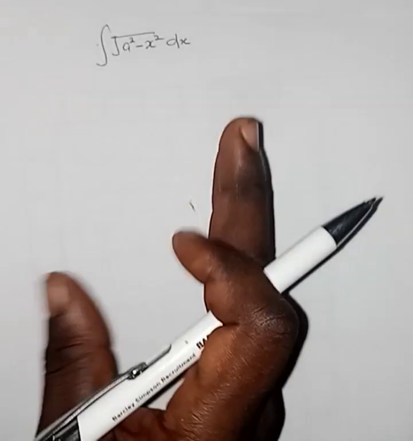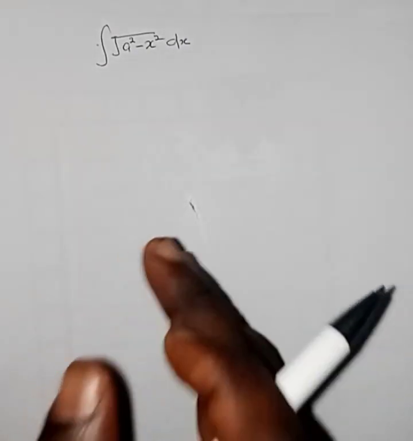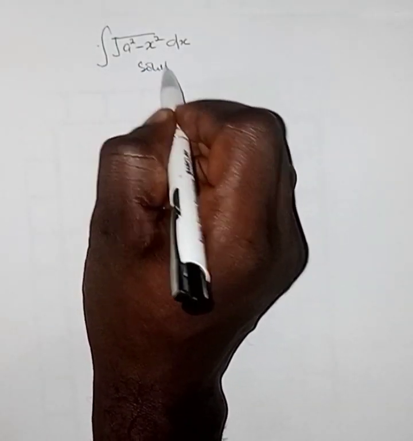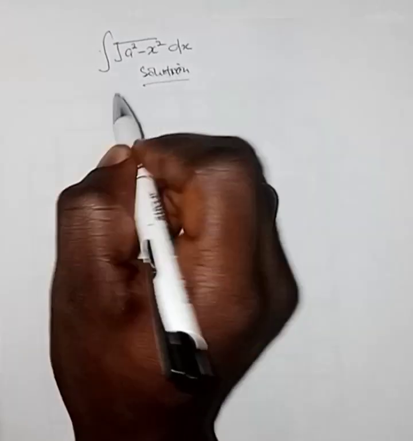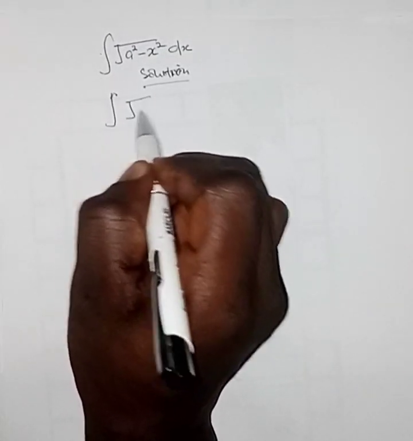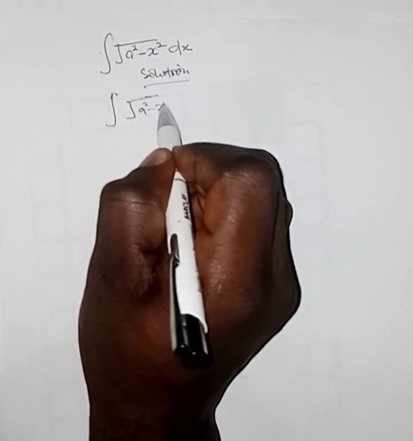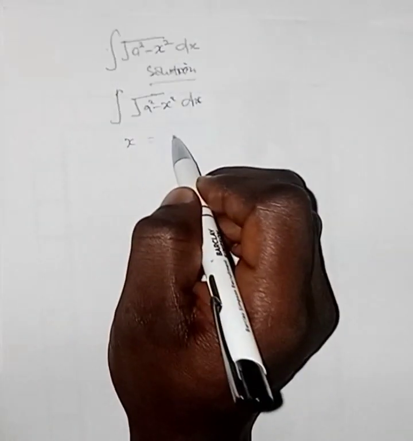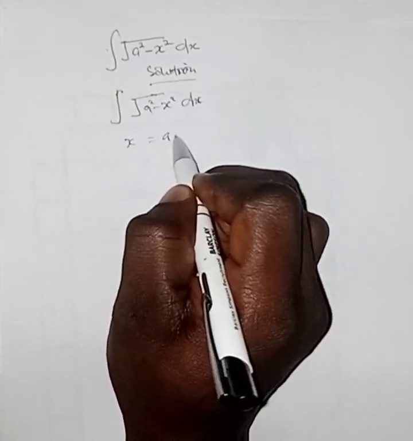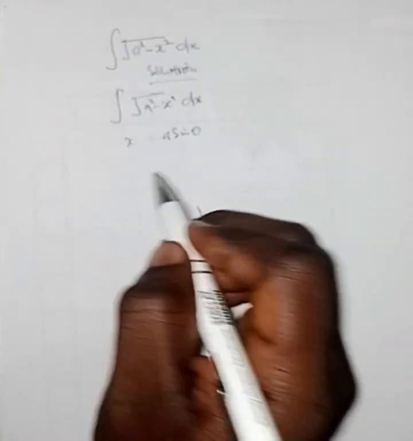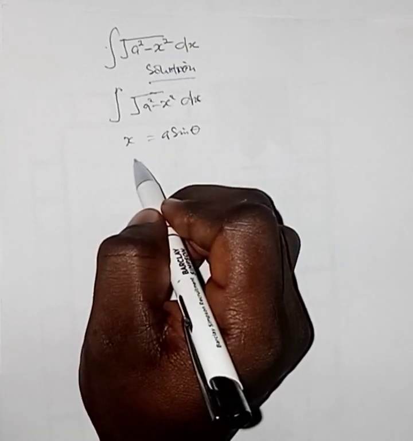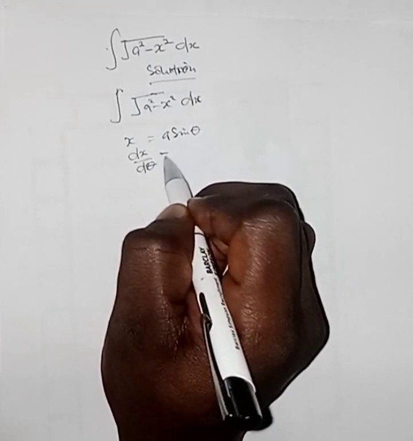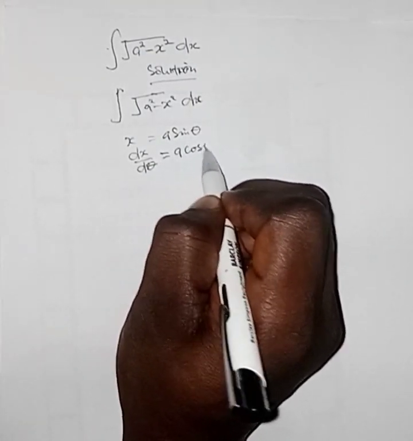So for this kind of function, for you to integrate it, you will need to do some trigonometric substitution. So let me just write the solution, repeating this integral: root a squared minus x squared dx. You are going to be setting your x to be this trigonometric function, which is a sine theta. Once you do that, you differentiate x with respect to theta, and you'll be having a cos theta.